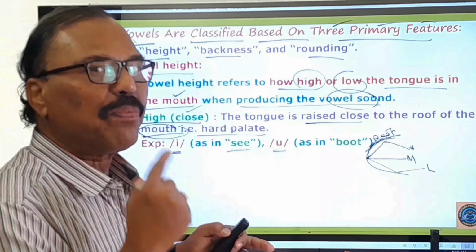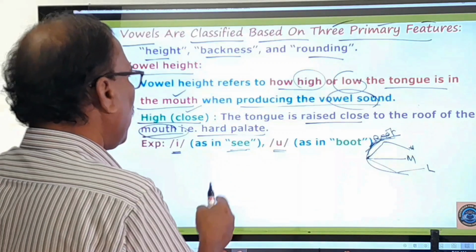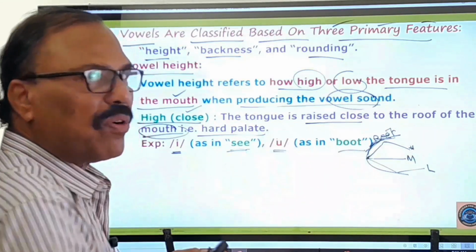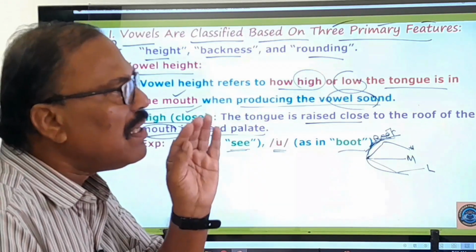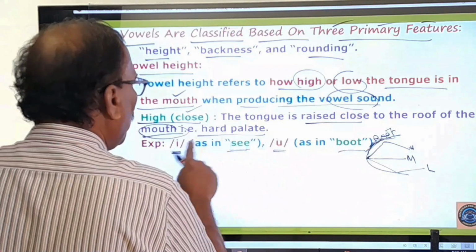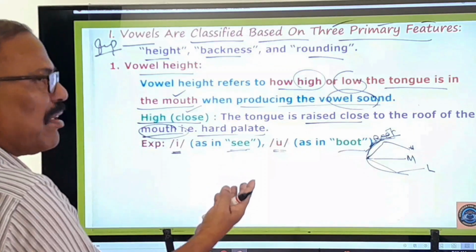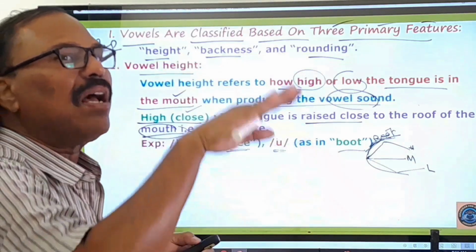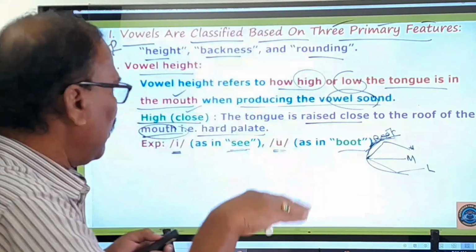oo. When you pronounce this oo, what is that? Okay, as in boot, when you pronounce this oo, the tongue is just raised high or close to the roof of the mouth. So these two vowels are produced with the help of the tongue raised close to the roof of the mouth. Okay, that is there.